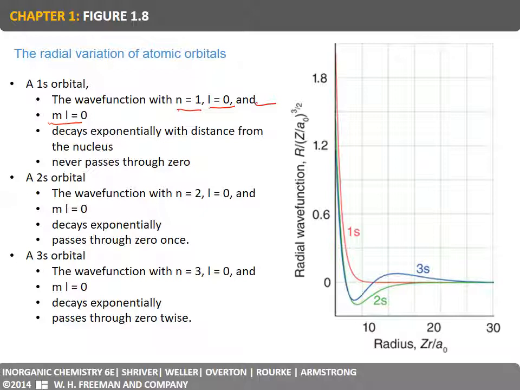Now, it decays exponentially from the nucleus, so do all the others, maybe at different rates, but the most important thing here is that 1s never passes through 0. However, not all orbitals behave this way. Some actually do go through 0 before they begin their final exponential decay, shall we say.